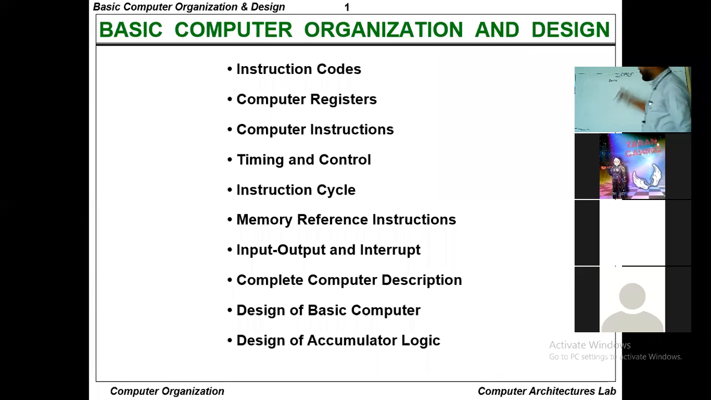Basic computer organization and design. In this chapter, we will study about what is instruction code, computer registers, computer instructions, timing and control unit, instruction cycle, memory reference instructions, input, output, interrupts, complete computer description, basic design of basic computer, design of accumulator register.